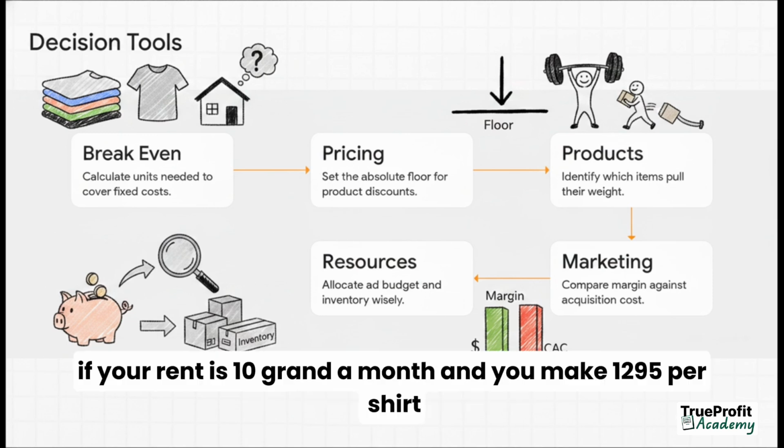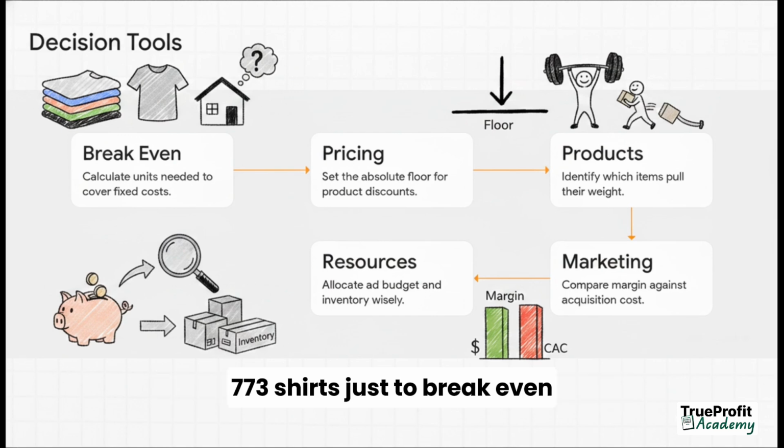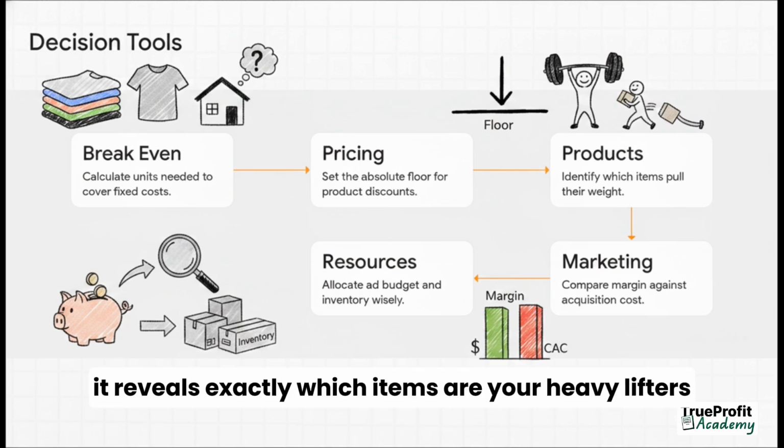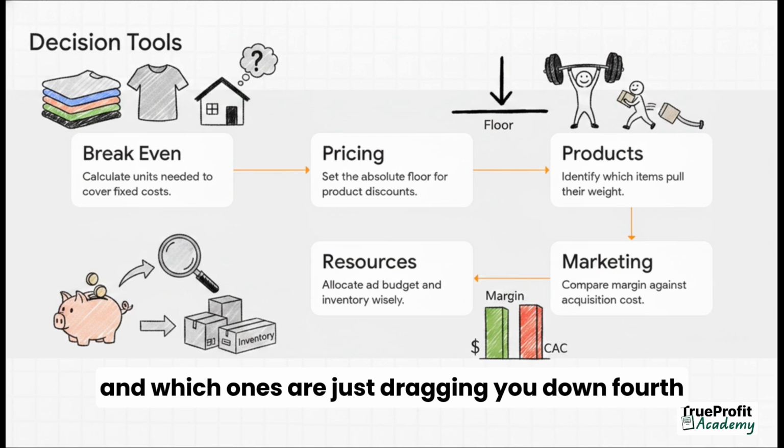If your rent is $10,000 a month and you make $12.95 per shirt, you know precisely that you need to sell 773 shirts just to break even. Second is pricing strategy. It sets the absolute floor for any discounts you run. Third, product line profitability. It reveals exactly which items are your heavy lifters and which ones are just dragging you down.